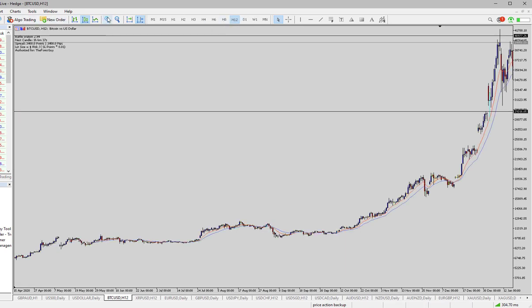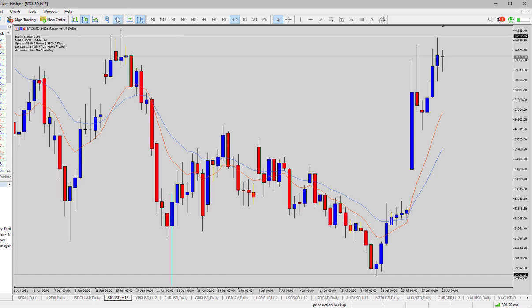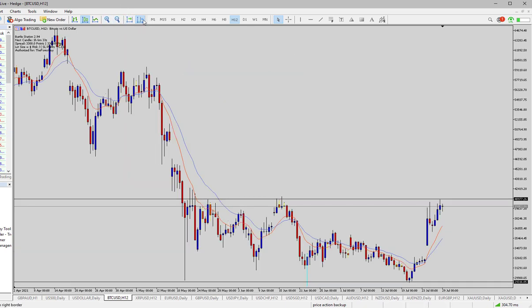So we go on to the 12-hour. What are we going to do here? Okay, what would be the plan here? Well, it's a range. We just want to look for ranging opportunities. We just got to be a little careful because we've had a very strong vertical bullish move here.